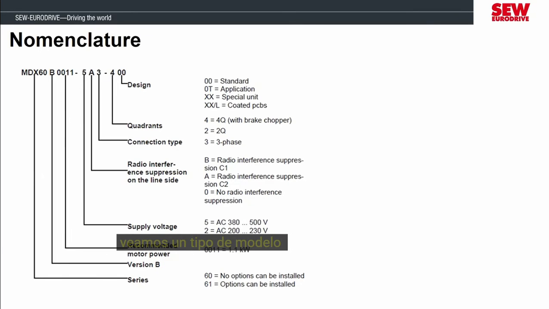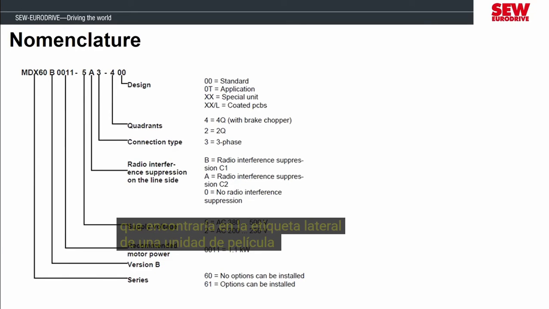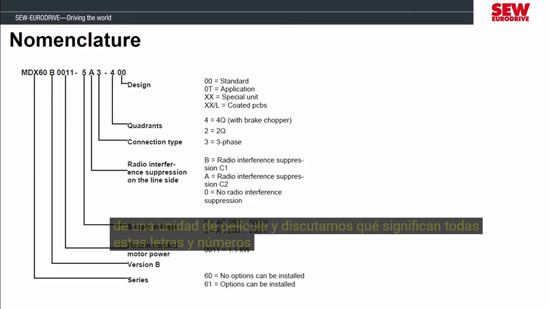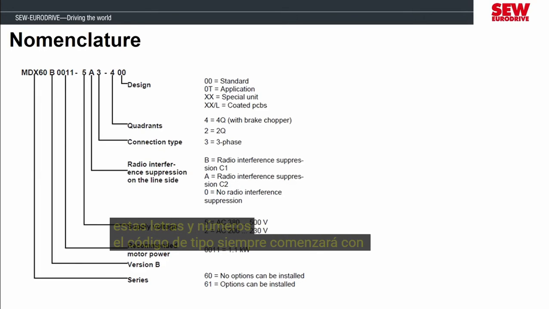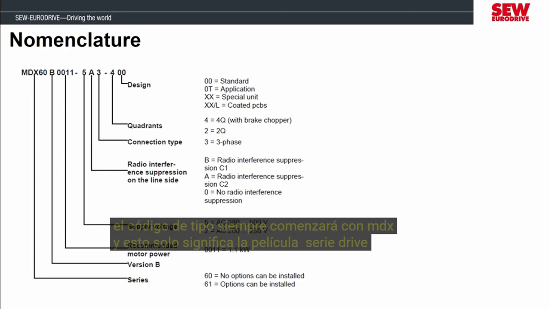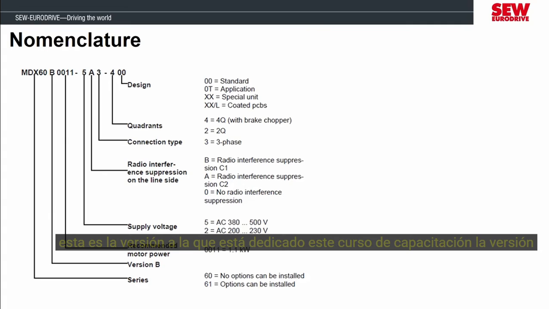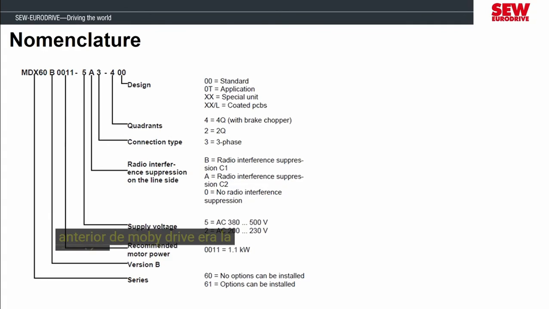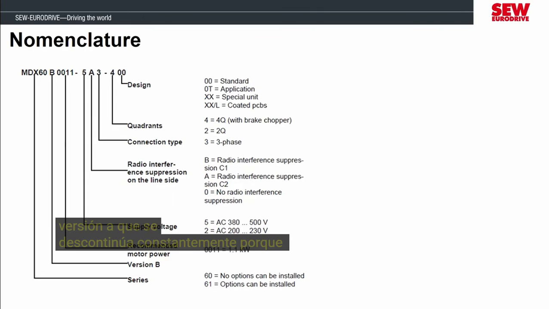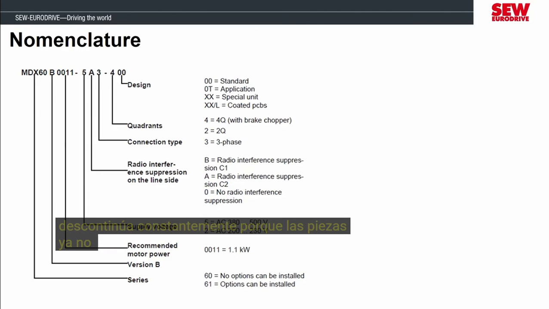Let's look at an example model type that you would find on the side label of a MOVIDRIVE and discuss what all these letters and numbers mean. The type code will always begin with MDX, and this just means the MOVIDRIVE series. The letter B means the B version. This is the version this training course is dedicated to. The older MOVIDRIVE version was the A version, which is steadily being discontinued because parts for it are becoming no longer available.